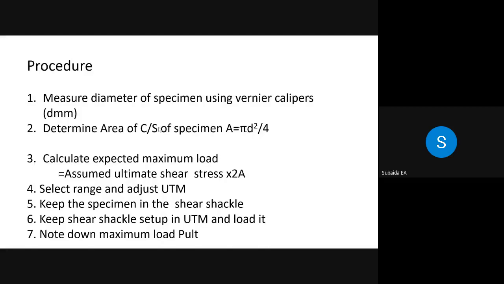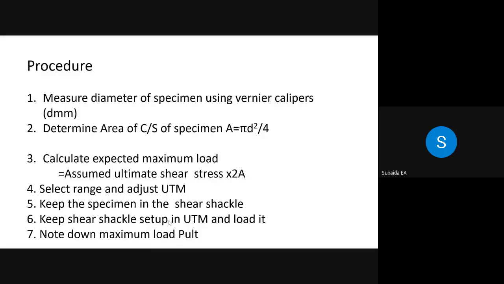If we are getting a load which is less than 3 ton, 3000 kg, we can select the range 0 to 3 ton. If it is greater than 3 ton but less than 10 ton, we can take 0 to 10 ton. Otherwise, we go 0 to 30 ton. Accordingly, we have to set the range. You have seen how the machine is set for the different ranges. Now select the range and adjust the UTM.